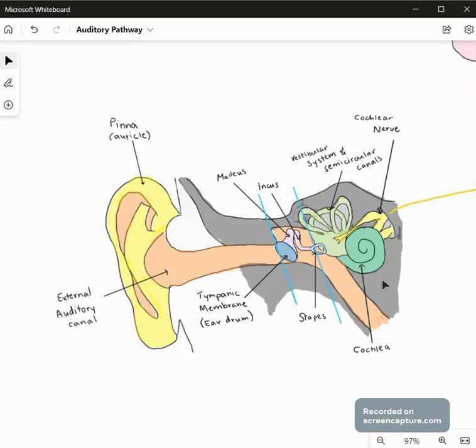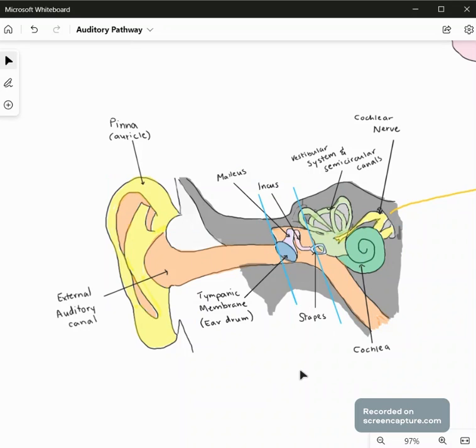The inner ear is a fluid-filled system that consists of the cochlea and the vestibular system. The vestibular system mainly consists of vestibules and semicircular canals and is responsible for balance, whereas the cochlea is more involved in the auditory functions of the ear.